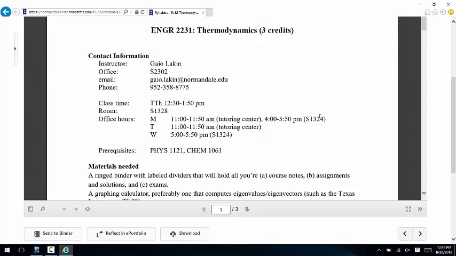So 1 hour on Mondays at the tutoring center, then 2 more hours on Mondays in the physics lab, Tuesdays from 11 to 12 at the tutoring center, and Wednesdays from 5 to 6 in the mechanics lab, the physics lab.